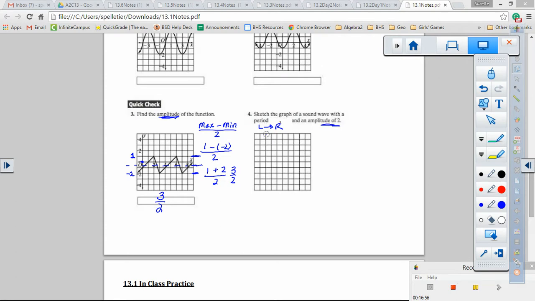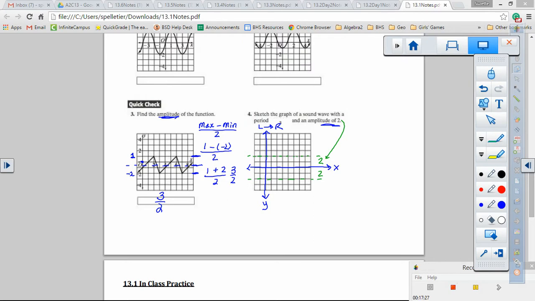So the first thing we're going to do is let's go ahead and put our y-axis, and let's put our x-axis. Okay? And then think about what it's asking us. It wants us to go 2 above and 2 below. So the first thing I want to do is go 2 above and draw my dotted line, and go 2 below. That is where I need to keep my function rising and falling in between those, okay? So 2 above and 2 below, that's your amplitude, okay?